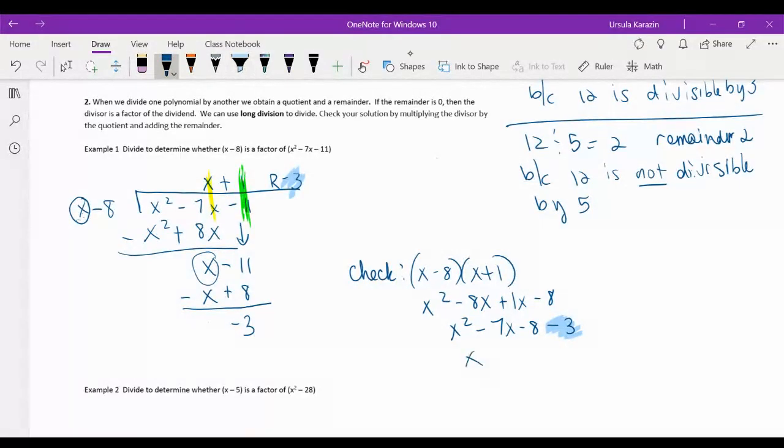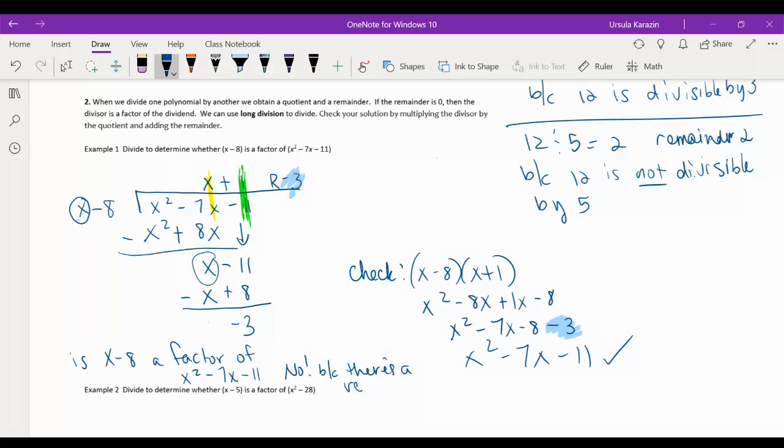Okay, so that's x squared minus 7x minus 11. That was what was in the box. That's what I was trying to get. That's what I was dividing into, and so it worked. So here's the question. Is x minus 8 a factor of x squared minus 7x minus 11? And the answer is no, because there's a remainder.